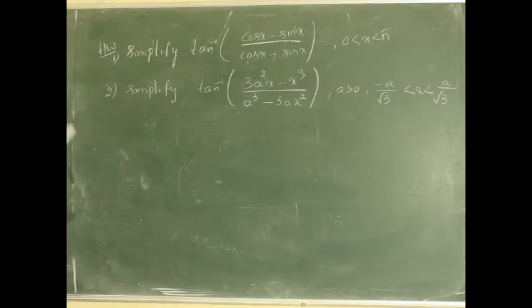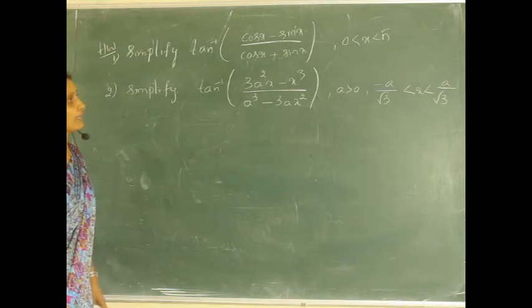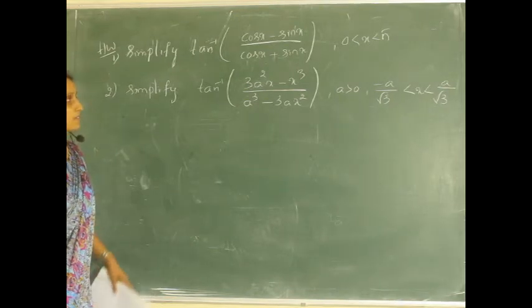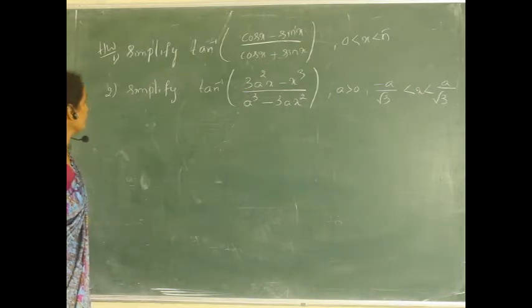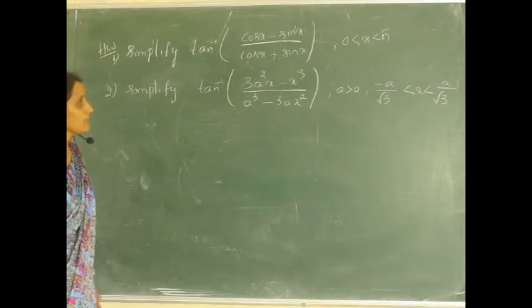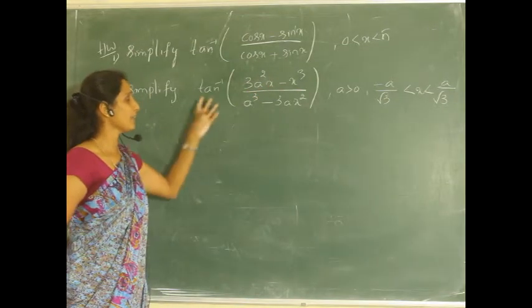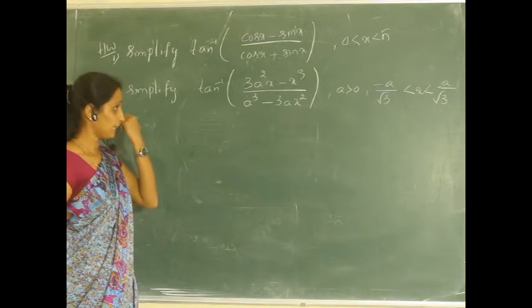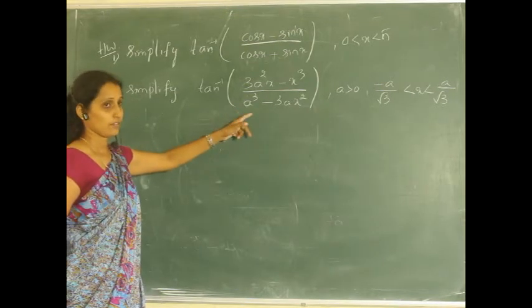In the first problem, what you have to do is divide numerator and denominator by cos x, and you will get the form 1 minus tan x by 1 plus tan x. So next step I have proved in the previous problems. So likewise you solve. In the second problem, when you substitute here, this looks like a tan 3x formula, so you substitute a tan x.